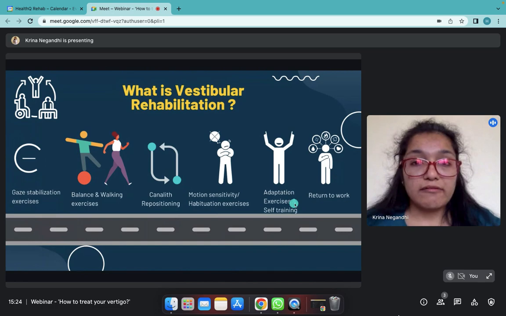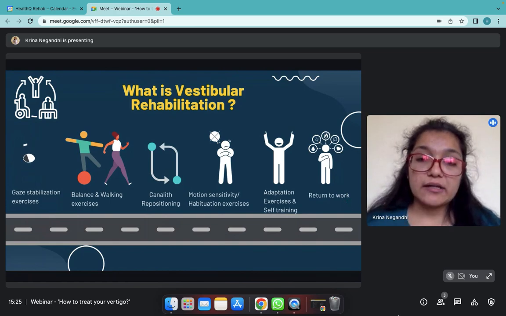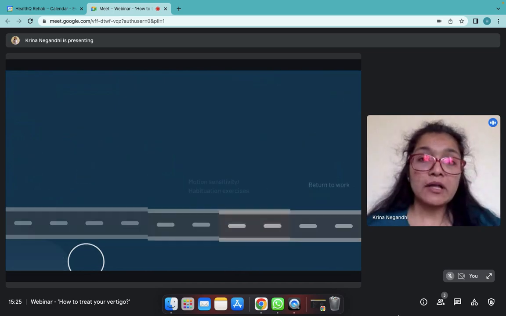Adaptation and self-training is the next goal while returning to work. Hence, the patient should always be motivated to return to work and to normal life to improve his or her quality of life.